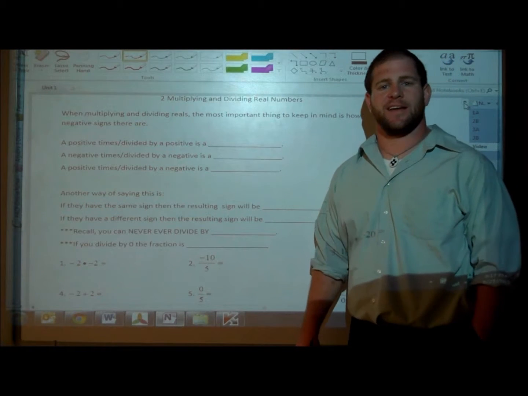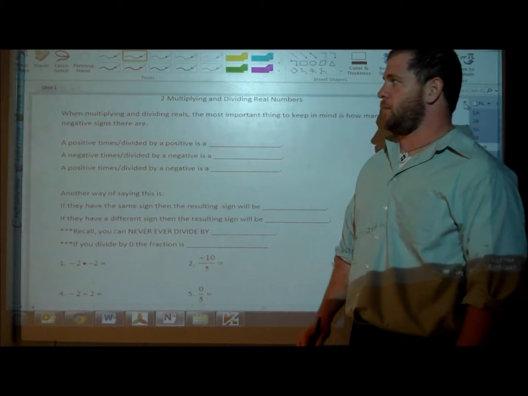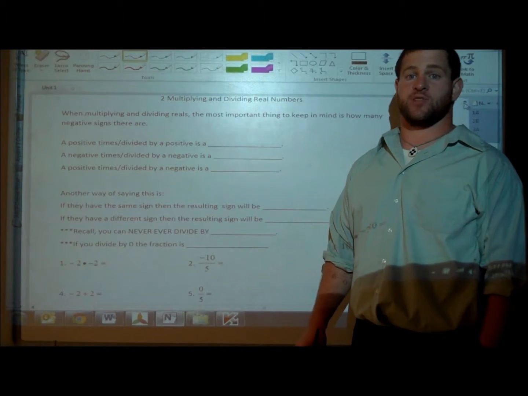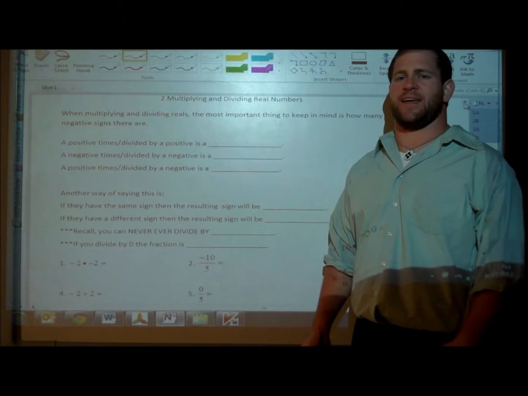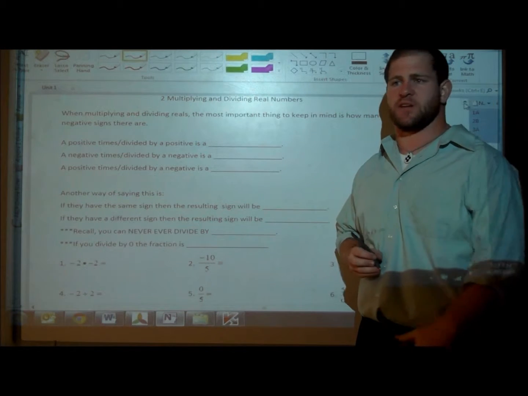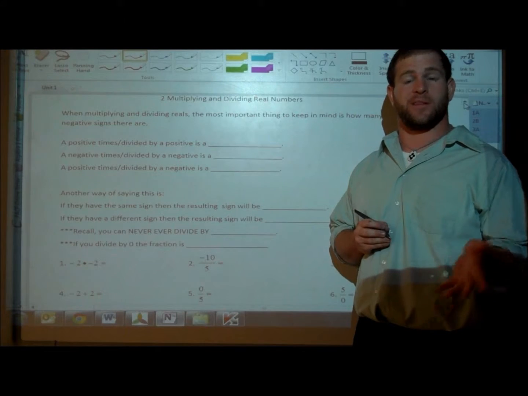Hey, welcome to Multiplying and Dividing Real Numbers. Last class we learned about how to add and subtract. And there was a little point where I touched on multiplying and dividing, and I went, well, I kind of know that you have a little bit of extra knowledge, but now we're going to actually formally go over it.